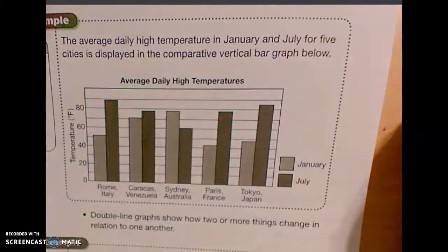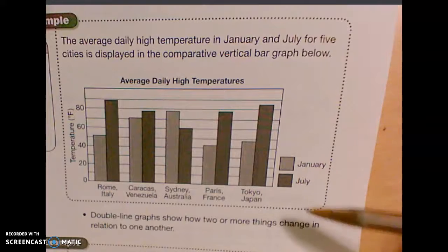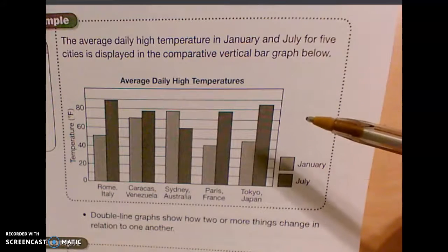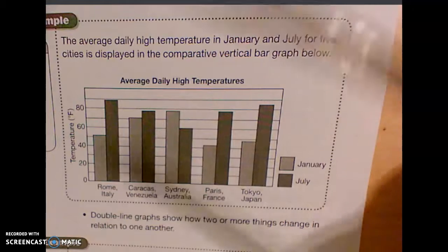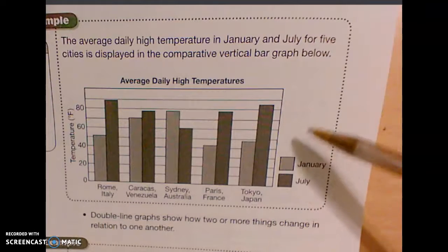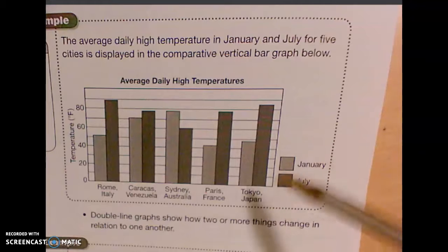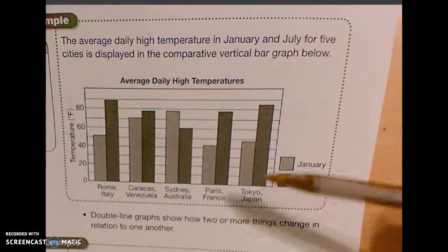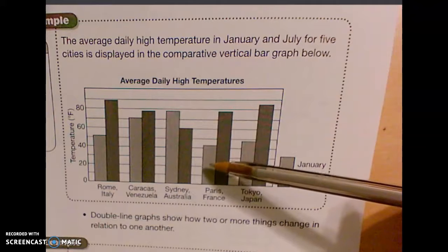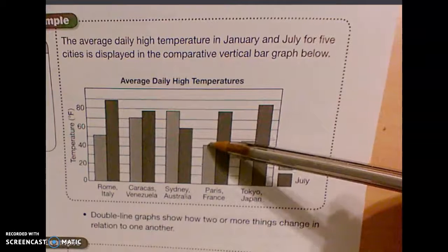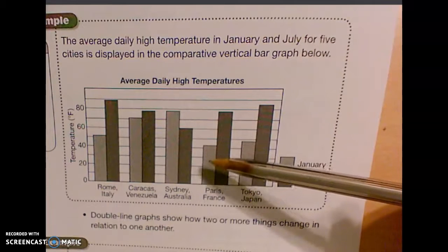What about in which city was the average January high temperature lowest? We're looking for the shortest light bar, and if you had the colored one, it would be blue, but the shortest light gray bar, that's going to appear above Paris, France. And the average January high temperature, let's see, that's about 42 degrees Fahrenheit.